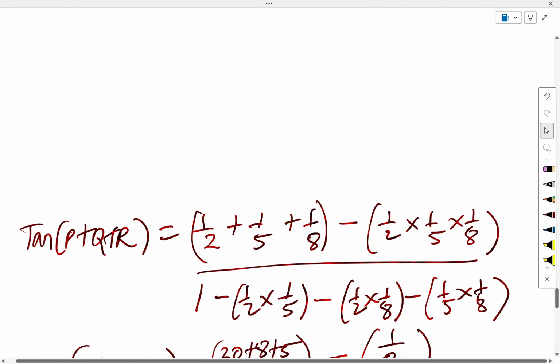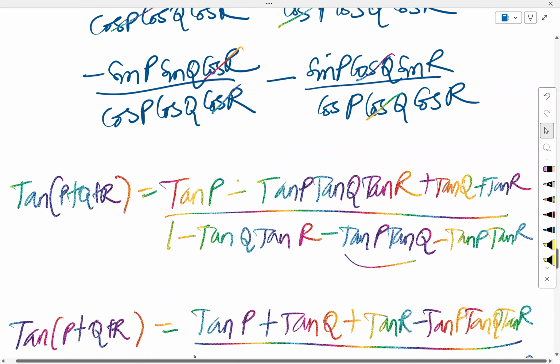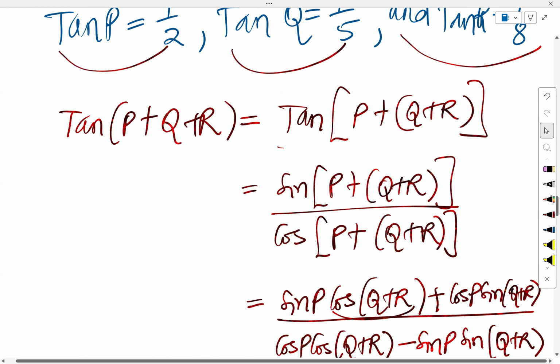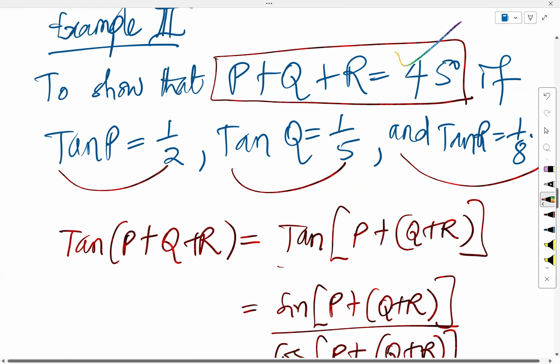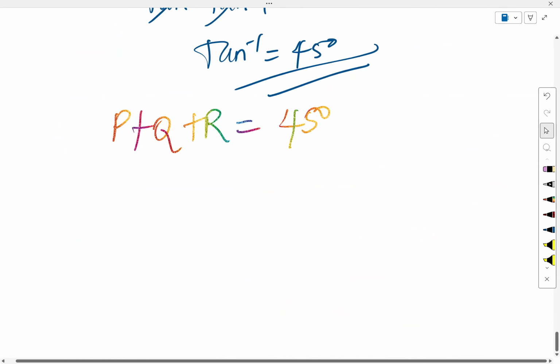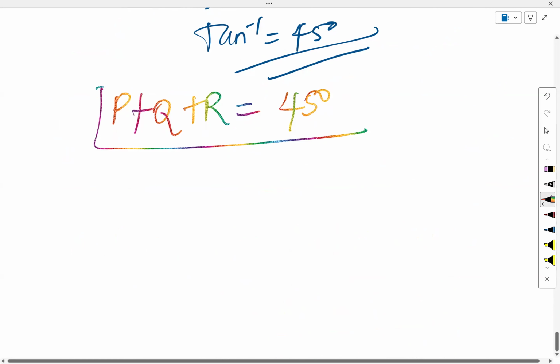And I think that is where the question started from. So the process has been a very tortuous one because we had to go through all the steps. So you can see we have confirmed that P+Q+R is actually 45 degrees. That's a very long journey, but the logic is important.